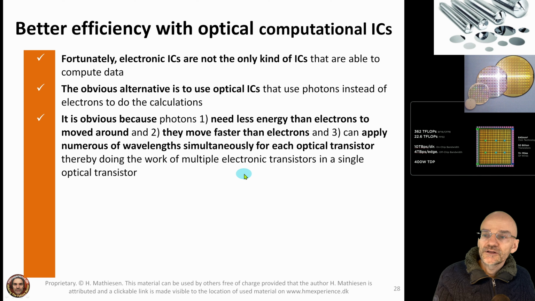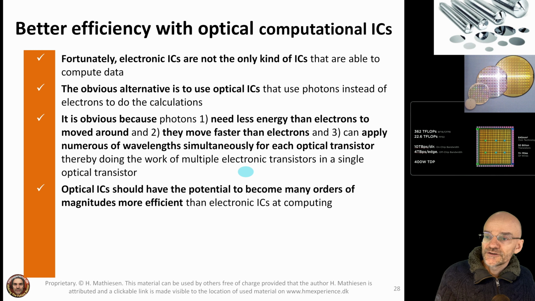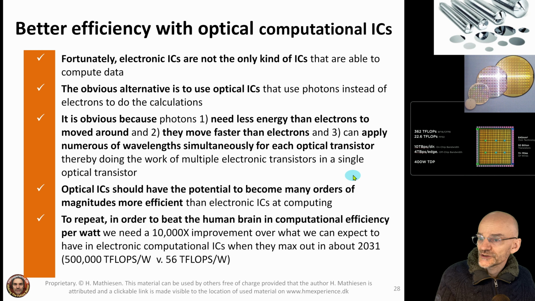And since there are billions of wavelengths, the potential is that you could get billions of calculations simultaneously using an optical transistor rather than an electronic transistor that uses electrons. But I definitely believe that there are orders of magnitude to be gained in terms of computational efficiency with optical ICs rather than electronic ICs. And we also need that because, as we just saw, we need a 10,000x improvement over what we can expect to be able to do with electronic integrated circuits at the end of Moore's law. That's needed, or we won't be able to beat the human brain in efficiency.